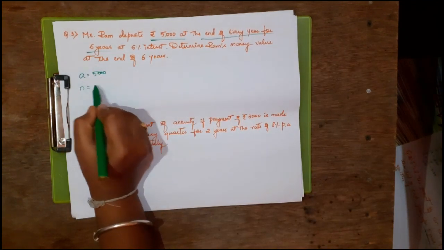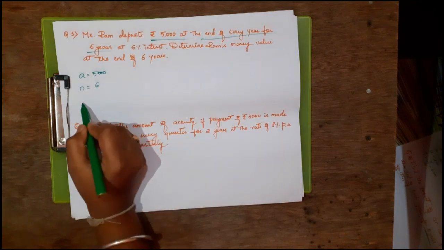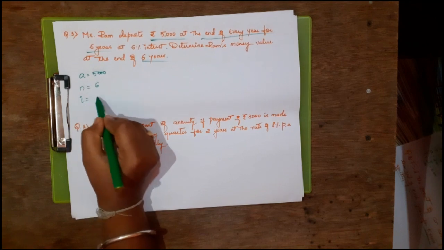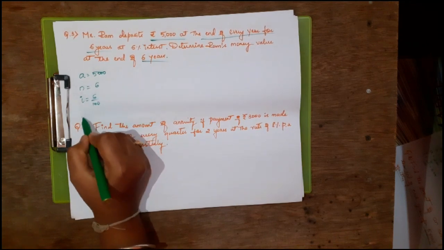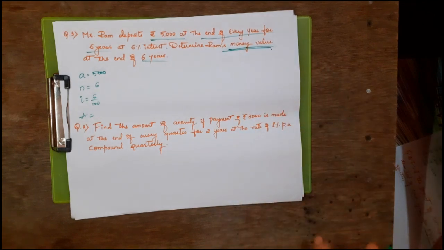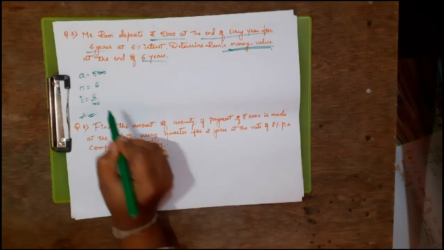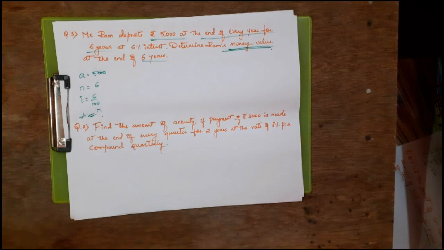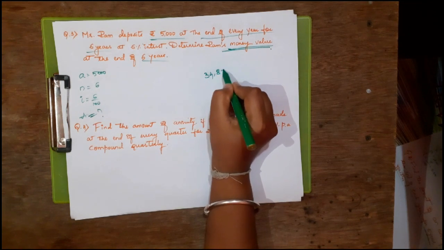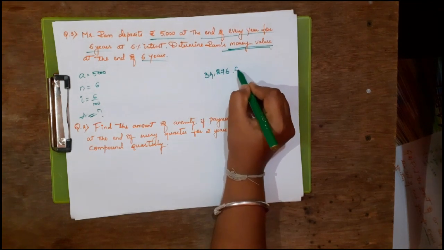That means every year he is making payment. So n is 6. Up to 6 years he is doing, right? So rate of interest is 6 by 100. So you have to calculate money value. Money value, amount, sum, everything will stand for A only. So you have to calculate A. Okay, for this question you will get the answer 34,876.67.